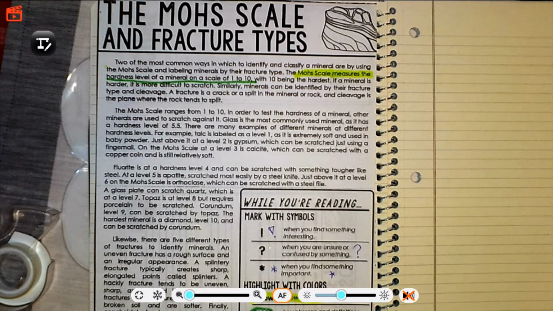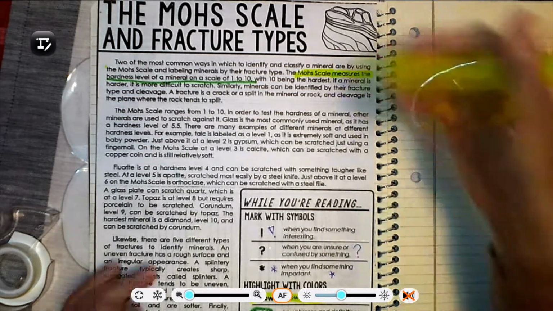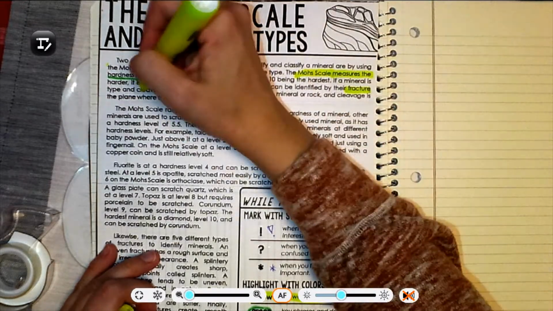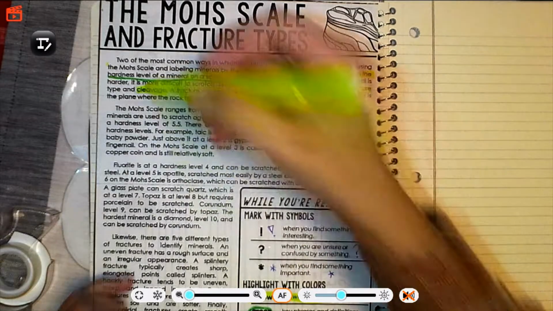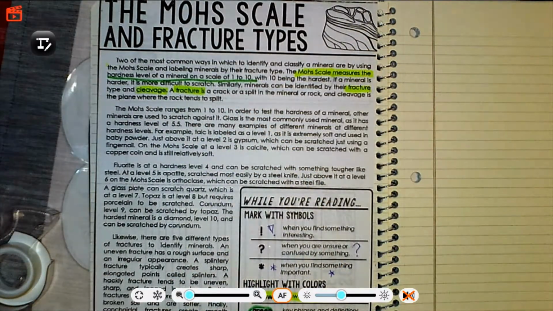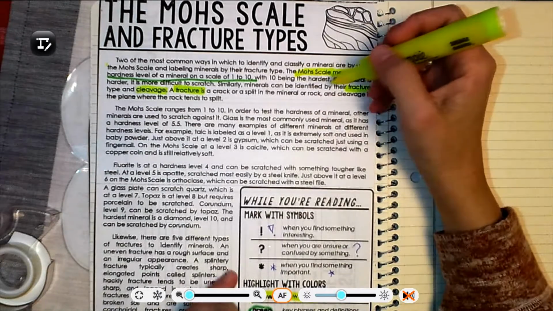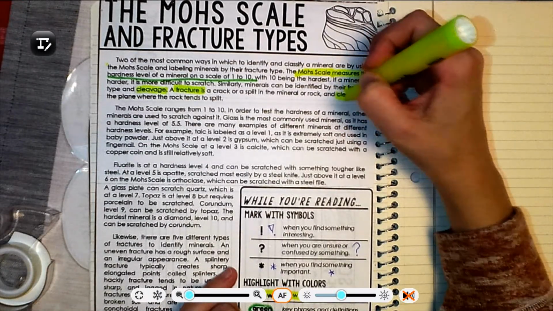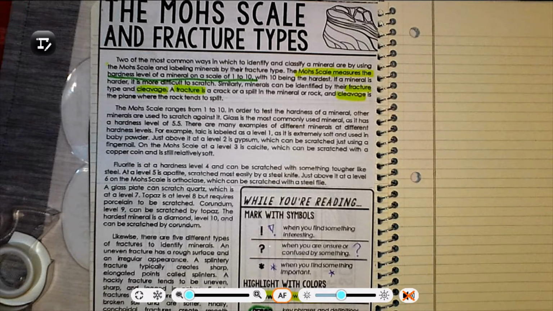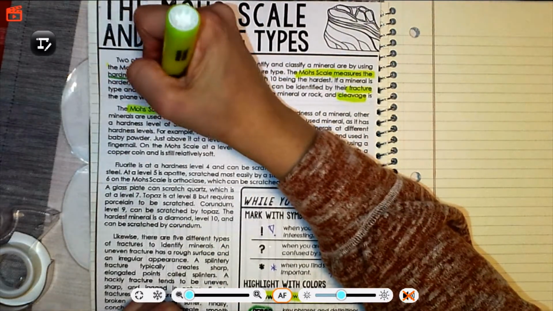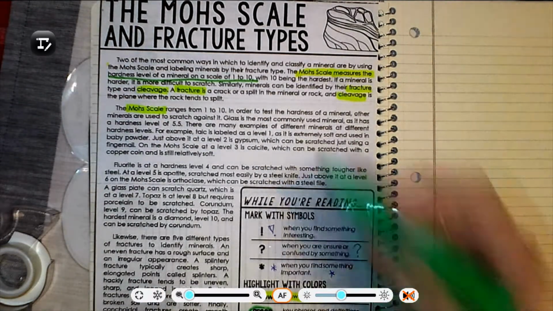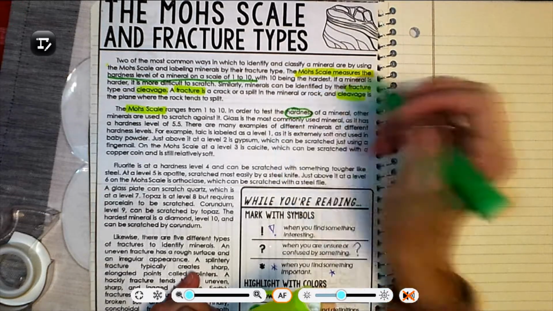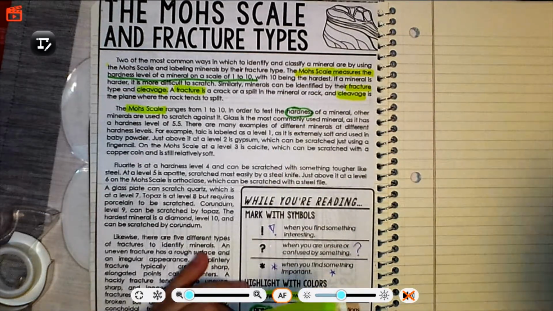Similarly, minerals can be identified by their fracture type and cleavage. So fracture was our word today. Cleavage is a little different. So fracture is a crack or split in the rock or mineral, and cleavage is the plane where the rock tends to split. So cleavage means more of an even break. So the Mohs scale ranges from 1 to 10. In order to test the hardness of a mineral, so hardness is what we're testing, or its ability to be scratched.